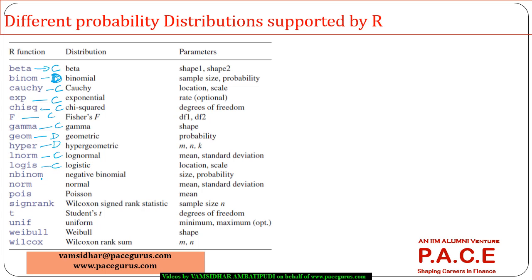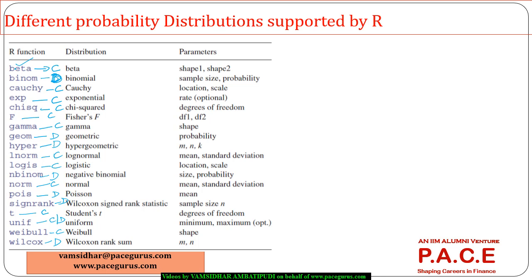Logistic is continuous, negative binomial is discrete, normal is continuous, Poisson is discrete, signed rank is discrete, and T is continuous, uniform is both continuous as well as discrete, Weibull is continuous, and Wilcoxon rank sum is in the discrete case. So these are different kinds of distributions. In this session I am focusing more on the continuous cases, but remember these are the R functions.